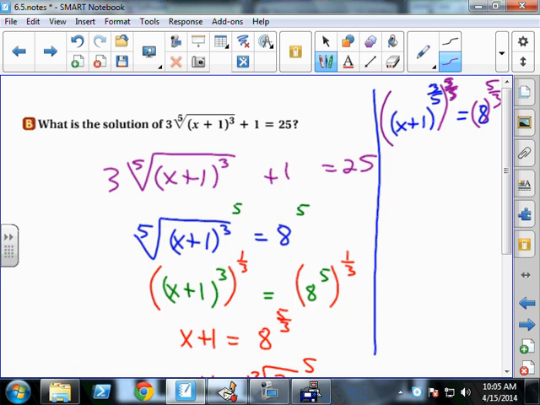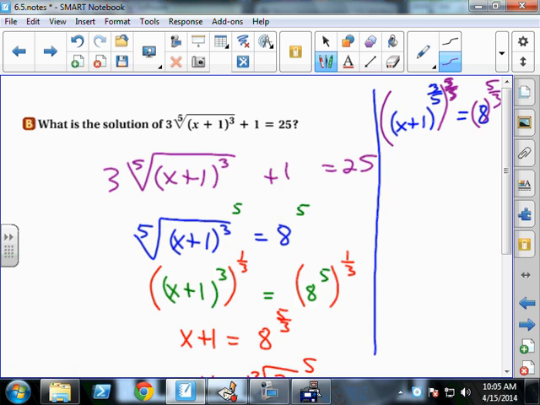32 cubed. Well, I don't want to cube 32 just yet, so I'm going to hold off on that. I'm going to take 32's fifth root, which is 2, and 2 cubed is 8, and 8 times 3 is 24, and 24 plus 1 is 25. This one checks out.